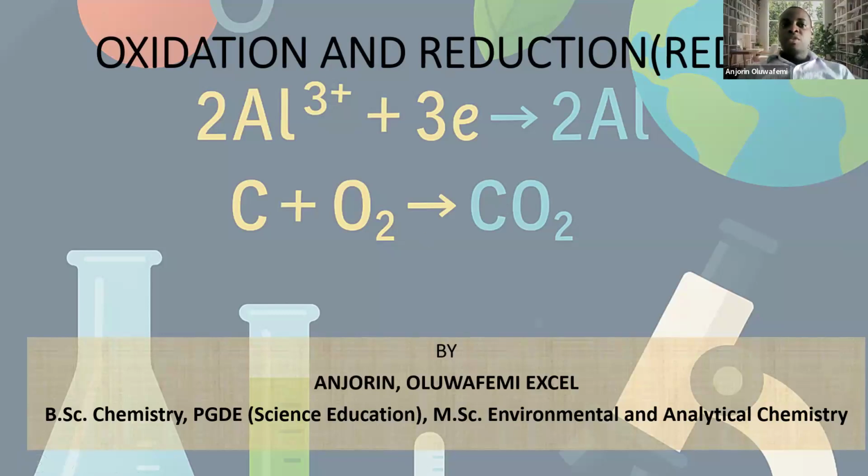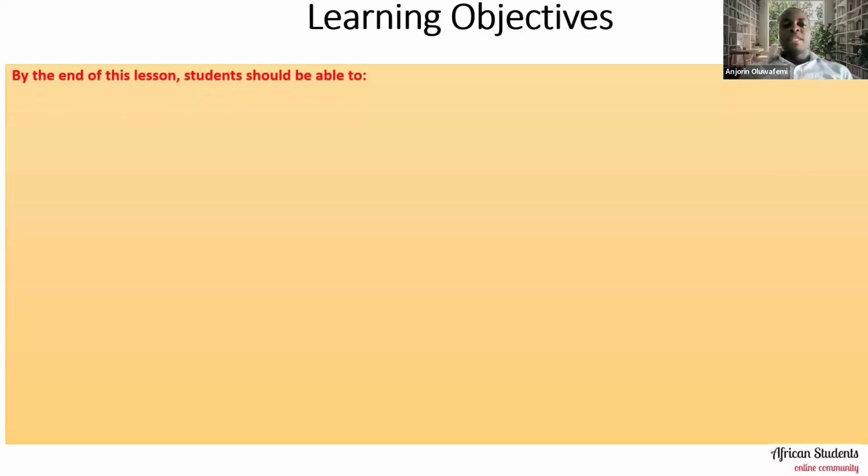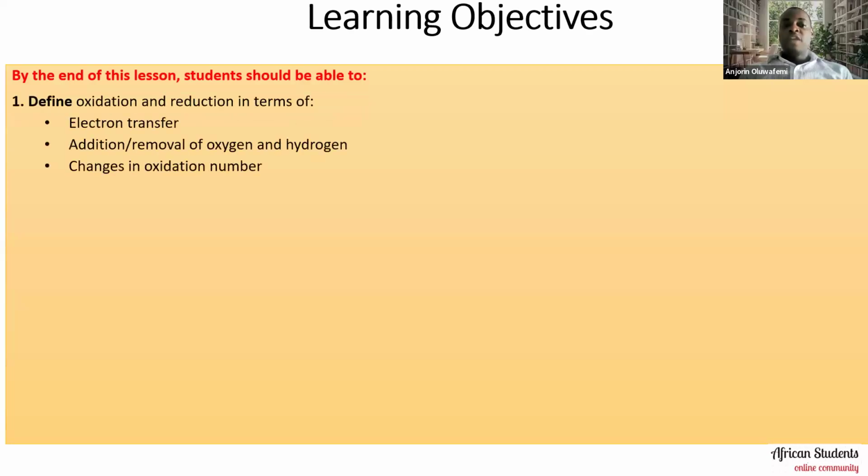So we are going to be looking at oxidation and reduction, and let's start with the learning objectives for this particular topic. It is expected that by the end of this lesson, students should be able to, one, define oxidation and reduction in terms of electron transfer, addition or removal of oxygen and hydrogen, and changes in oxidation number.